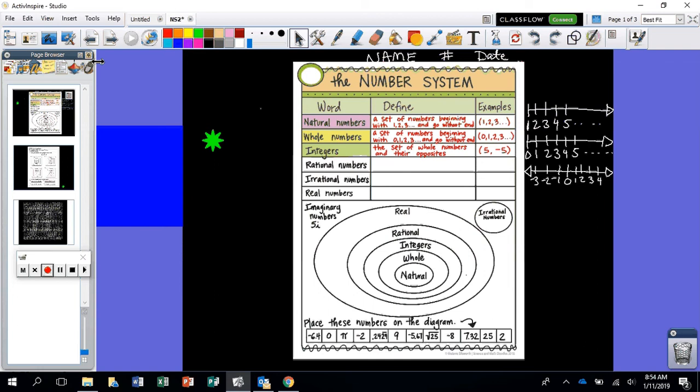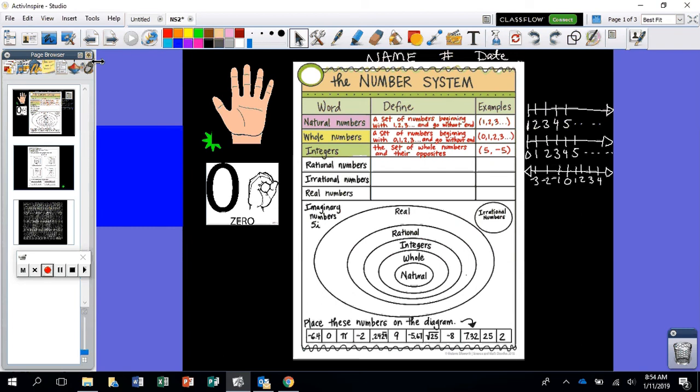Then, of course, we have rational numbers. Hold on just a sec. So just to help you with natural, whole, and integers, keep in mind, natural are the ones you can count on your fingers. Whole numbers include 0. And integers then also include all of the opposites.